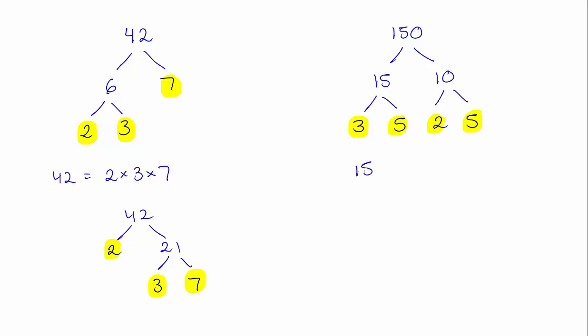So 150 as a product of prime factors, I always go in order. So I'll go 2 times 3 times 5 times 5. And remember, you can always check that on your calculator. Go to your calculator and go 2 times 3 times 5 times 5 and make sure you get 150.